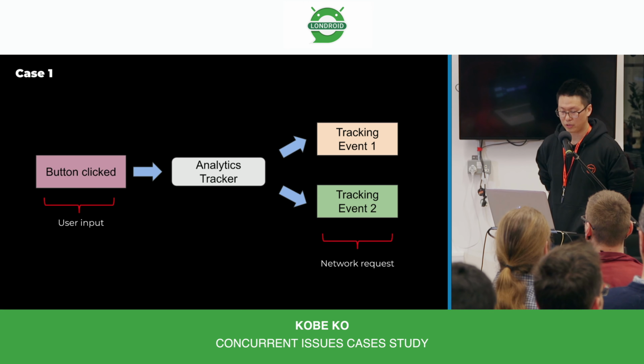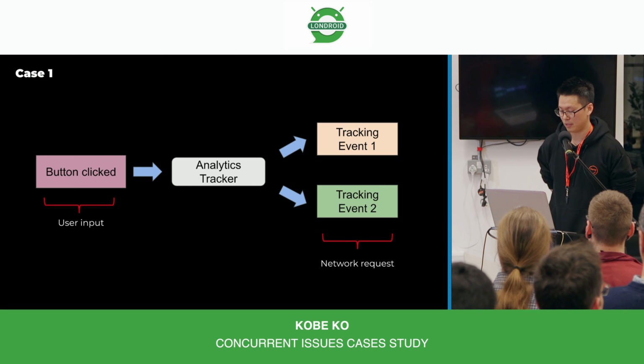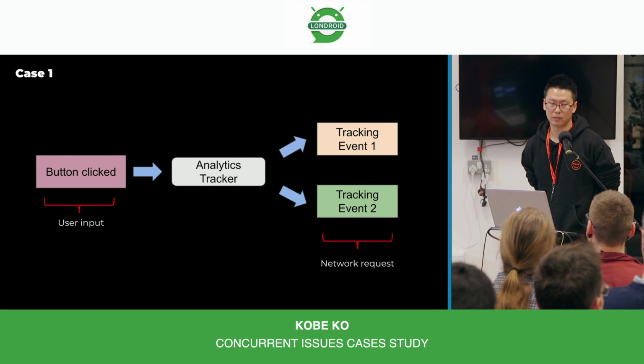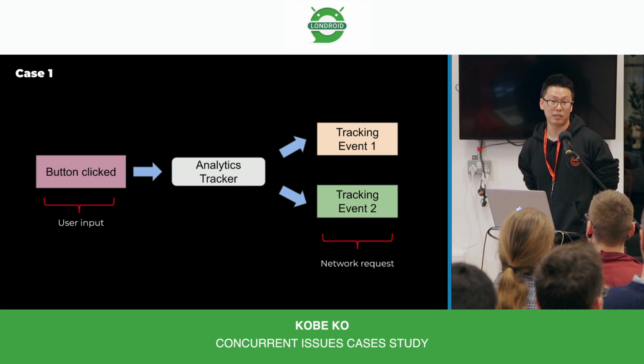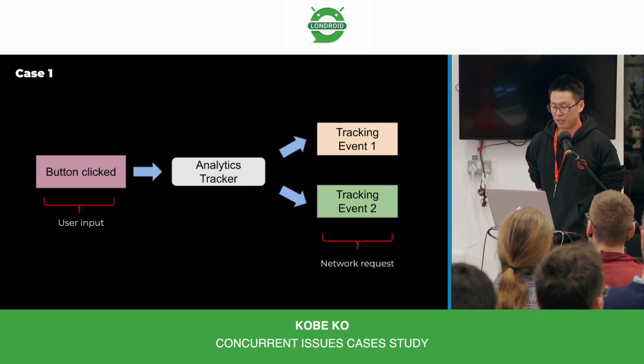So let's look at some cases. For case one, when the user clicks on a button and there's an analytics tracker, you need to send two tracking events. There's no dependency between these two tracking events, so you just fire and forget. There's no concurrency issue you need to worry about.